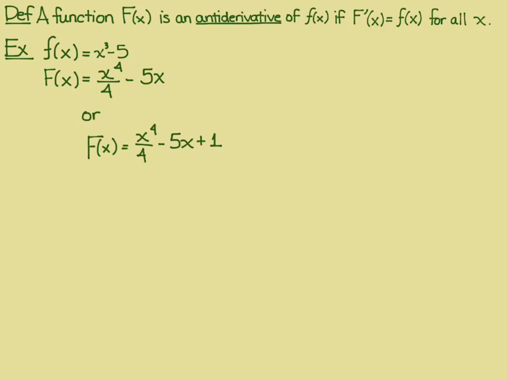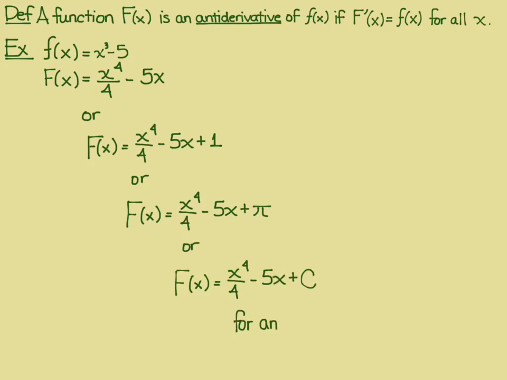Notice that instead I could have ended up with capital F of x equaling x to the 4 over 4 minus 5x plus 1, because when I take the derivative of this capital F, I still get the little f that we started with. Or I could have rewritten this as capital F of x equals x to the 4 over 4 minus 5x plus pi. Once again, since pi is a constant, the derivative of this capital F is the same as the little f.